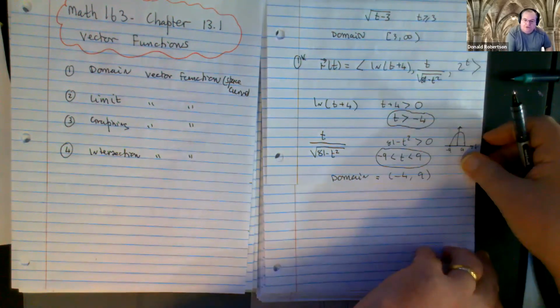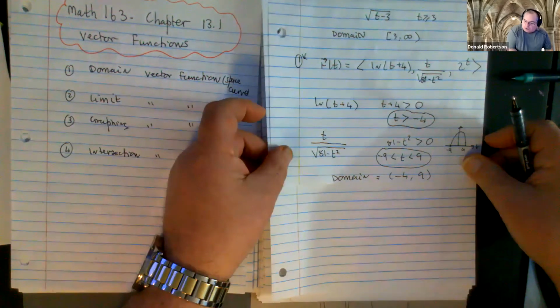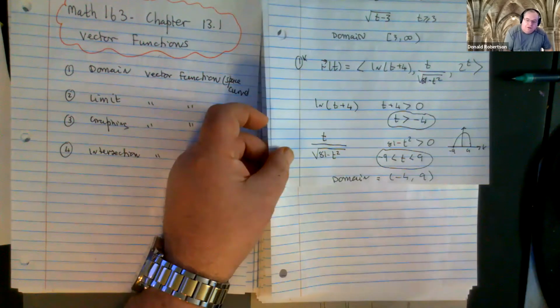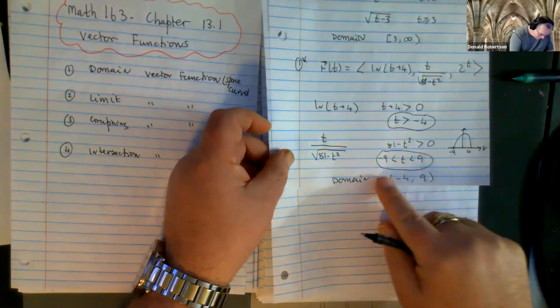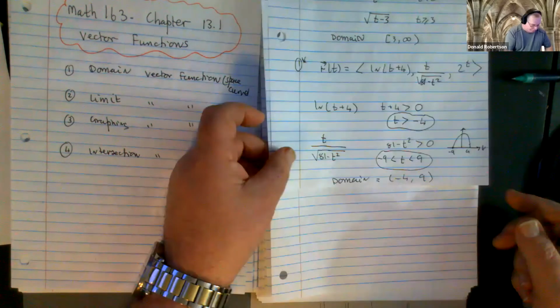Right, you take each one separately and find out what t has to be or can't be, and then you merge them all together and you find an interval where everybody is happy with those numbers.